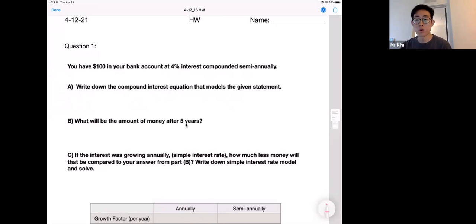All right, so question number one. $100 in your bank account at 4% interest compounded semi-annually. So how do you determine whether it's going to be like a compound interest versus like a simple interest? Well, they will usually tell you that it's a compound interest rate for most of these anyhow. So write down the compound interest equation and models the given statement here. Let's have Dev. Could you please start us off with how to do part A for this one?